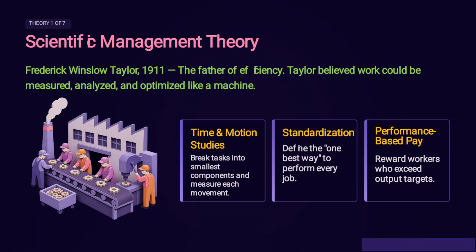And the third one is performance based pay. The reward of the workers should be paid according to the output of the worker.